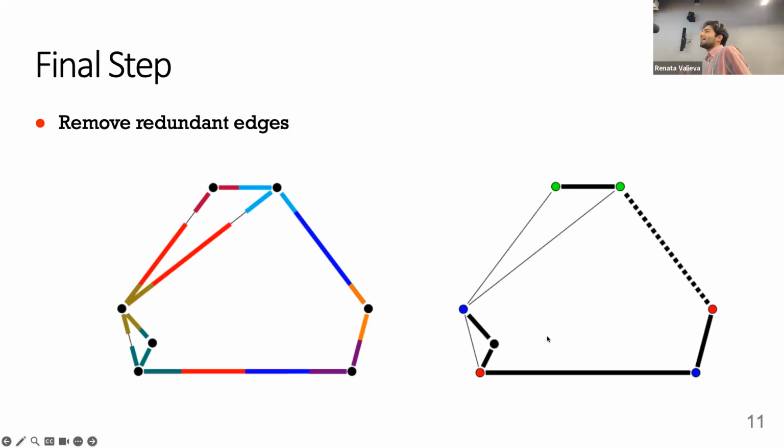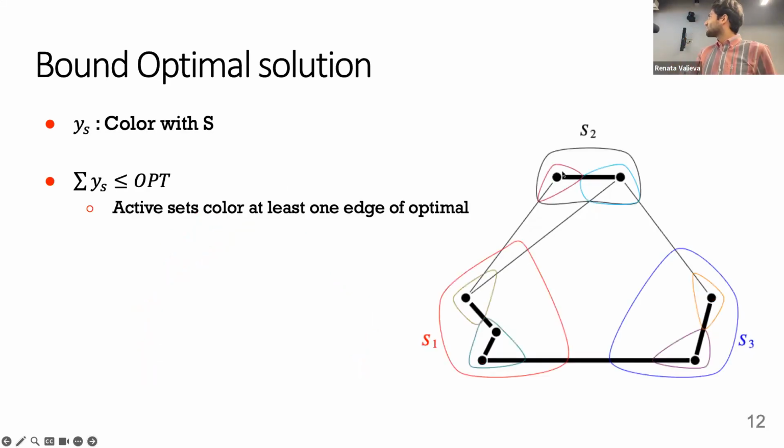And at the end of the algorithm, we probably buy some edges which are not necessary for us. For example, this edge doesn't help to satisfy any demand. So we remove them. So the resulting forest is something like this.